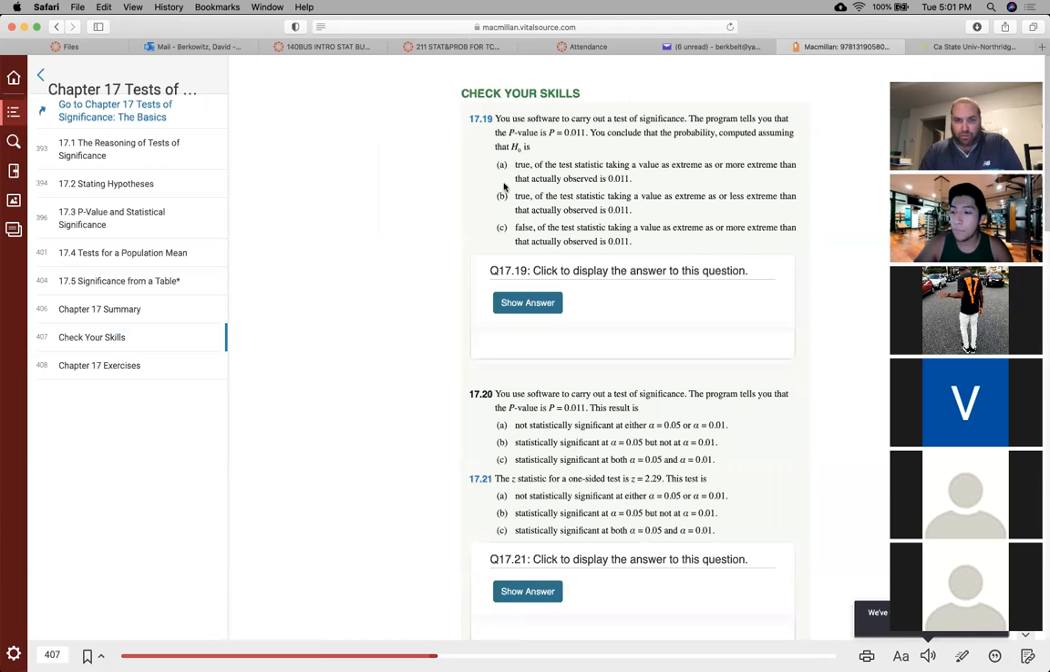So let's just do some multiple choice. Number 19. You use software to carry out a test of significance. The program tells you that the p-value is p equals 0.011. You conclude that the probability computed, assuming that H naught is blank. So read the three possibilities, and then I'll give you a minute or two to think about it. And then I will do my usual fun multiple choice type thing.